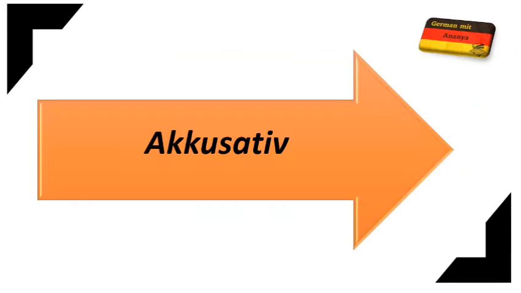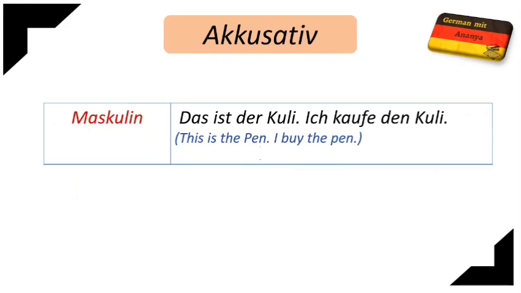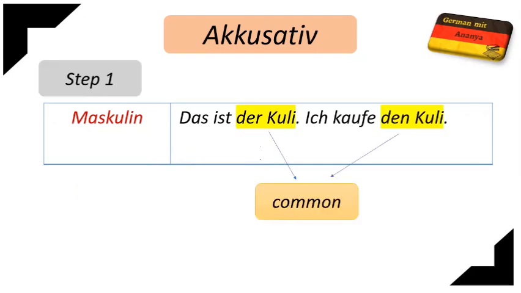Now, let's learn the accusative examples. So, what are my relative pronomen in accusative? This is den, die, das, die. First example is: Das ist der Kuli, ich kaufe den Kuli. So, what is common in both the sentences? Kuli. Right. Which is my step number one. What is the step number two? You can see there Kuli, which is common.